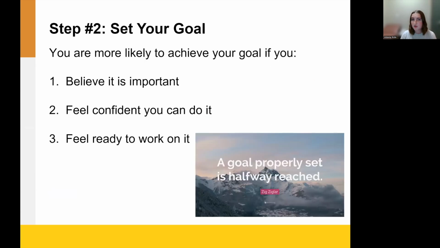So step number two is to set a goal. So this is a lot easier said than done. And I'm sure most of you have heard of New Year's resolutions, and there are many things that can go wrong with New Year's resolutions, and there's a few reasons for that. Today's discussion is to get you thinking more about how to set an appropriate, realistic, effective goal for yourself.